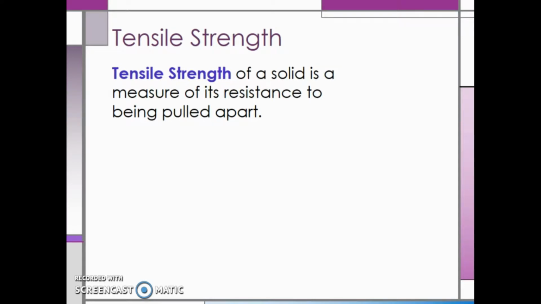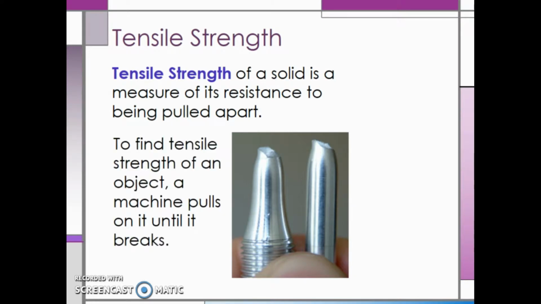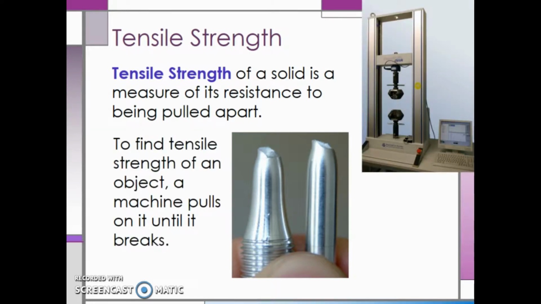Tensile strength of a solid is a measure of its resistance to being pulled apart. It is also a measure of the cohesive forces between adjacent molecules. Tensile strength is the maximum amount of tensile stress that an object can take before failing or breaking. To find the tensile strength of an object, a machine pulls on either end until it breaks. Tensile strength is also called breaking strength, and it is measured in pascals or newtons per square meter.